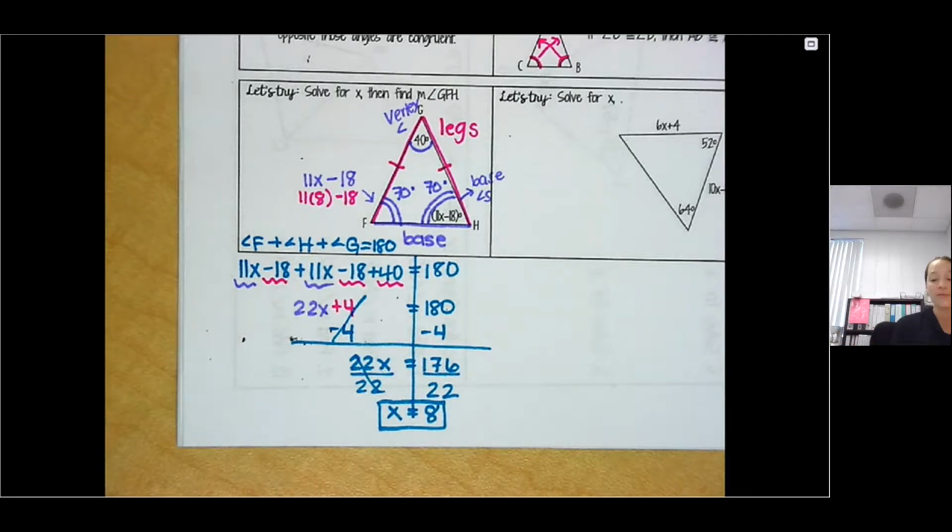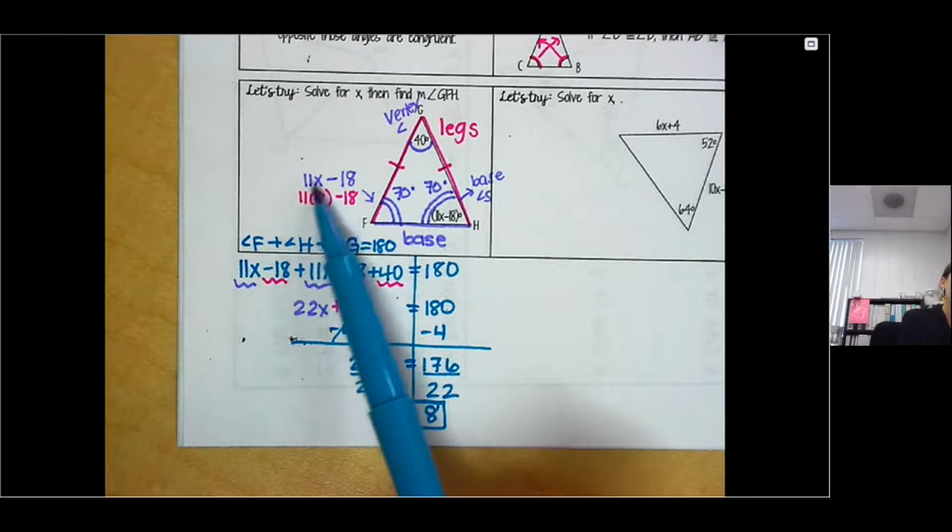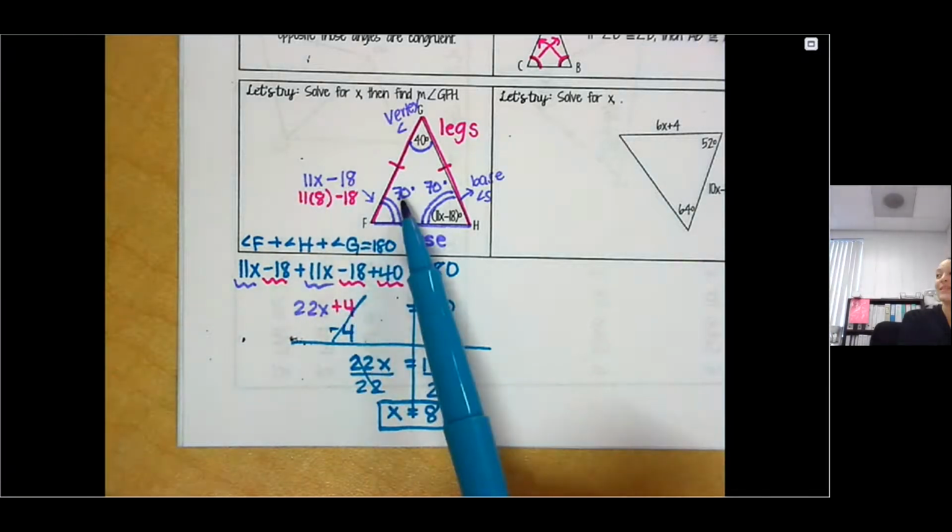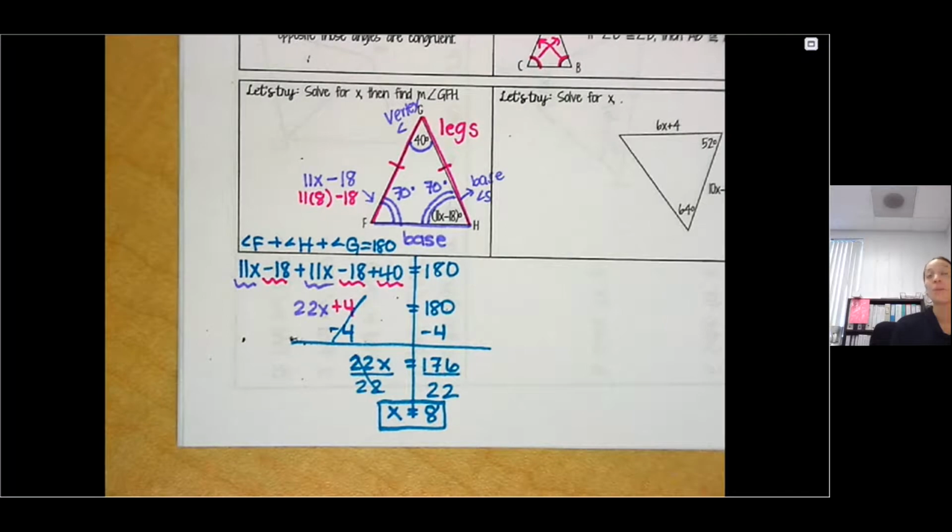That's the fun part about math. There's a lot of ways to do it. You'd still have to do algebra, but it's a shorter algebra problem, right? So what you could do instead was just put 11x minus 18 equal to 70 and solve it that way. Both would get you the same answer.